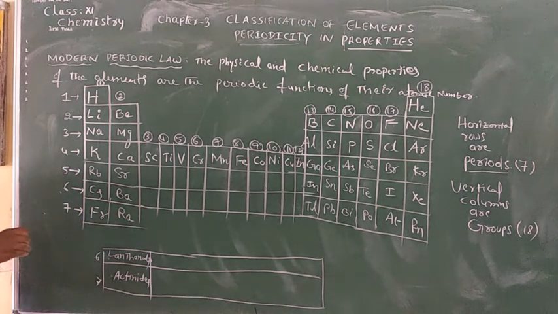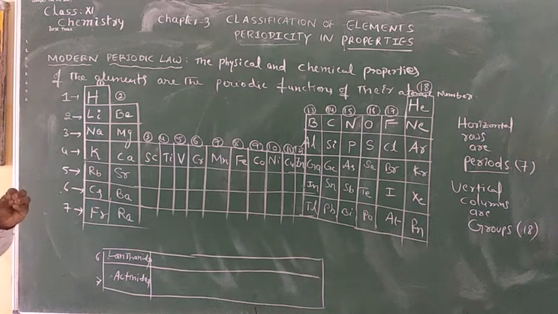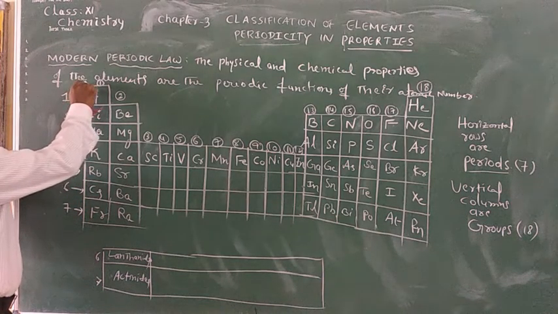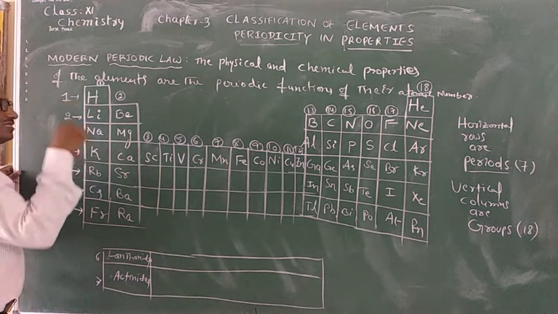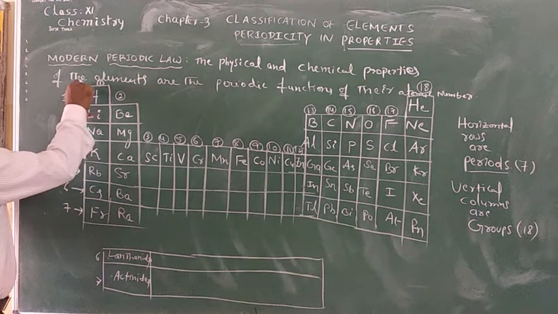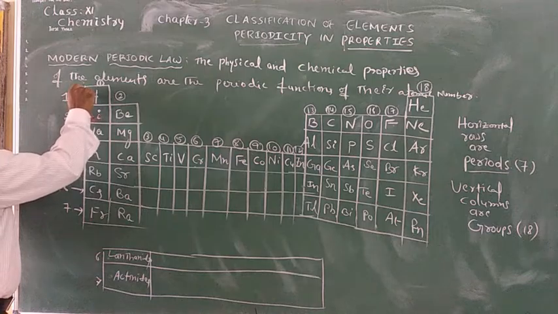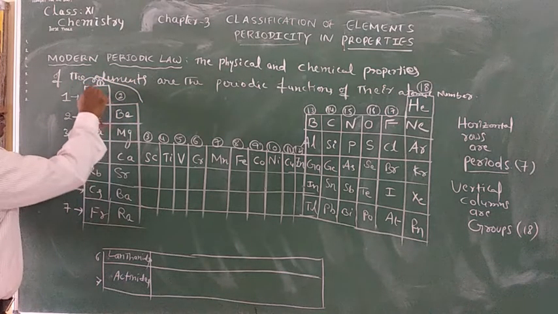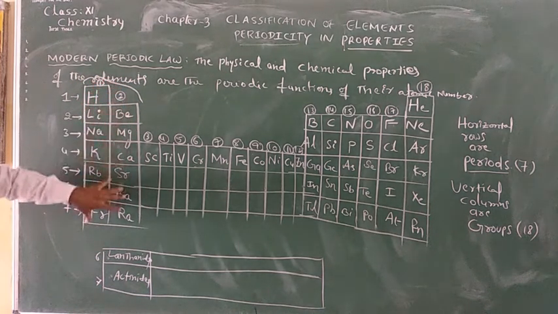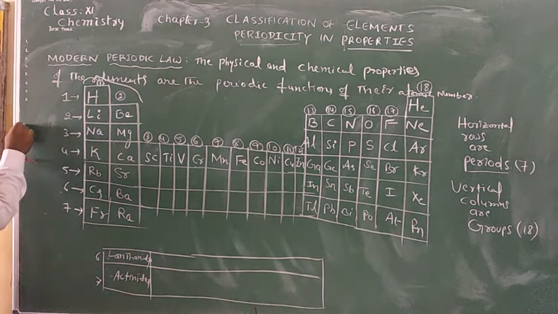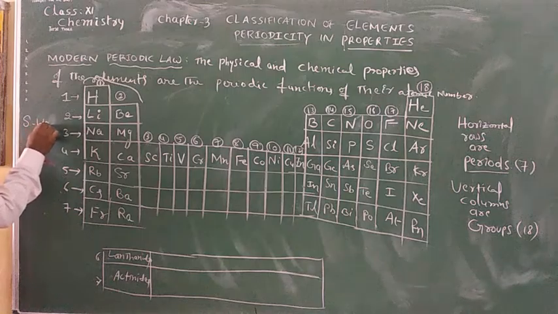Now we'll see the classification of the elements into groups. First we'll see the classification of elements into groups. That is S block elements. These first two groups are called S block elements.